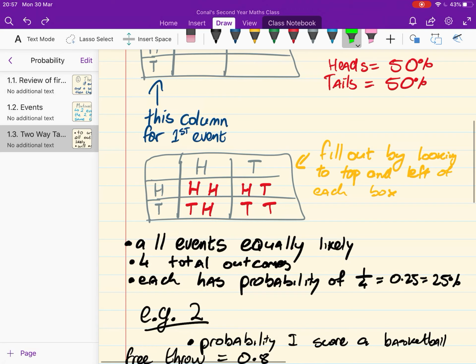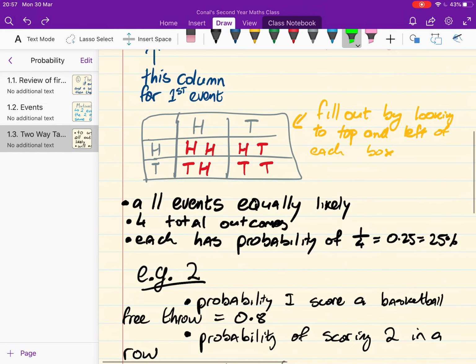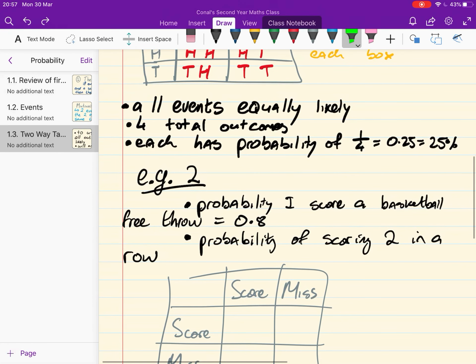So we can see there's four options altogether. Heads, heads, heads, tails, tails, heads, and tails, tails. All of those events are equally likely. There's four total possible outcomes, so each has a probability of 1 out of 4. Each one only has one opportunity out of the total 4 available. So that's a probability of 1 out of 4.